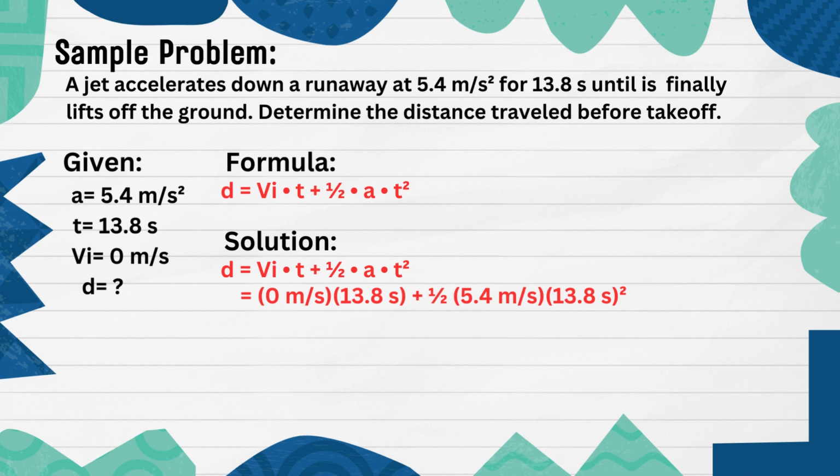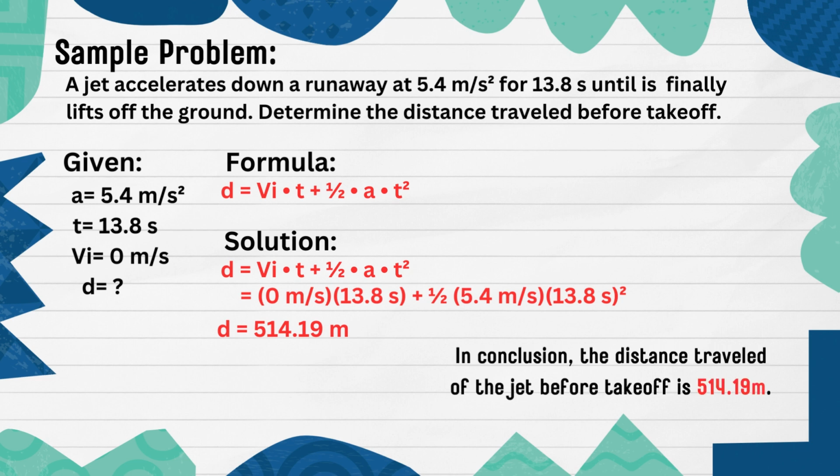Times 13.8 s squared. We can directly calculate it, and the total we get is that the distance traveled is 514.19 m. To conclude, the distance traveled by the jet before takeoff is 514.19 m.